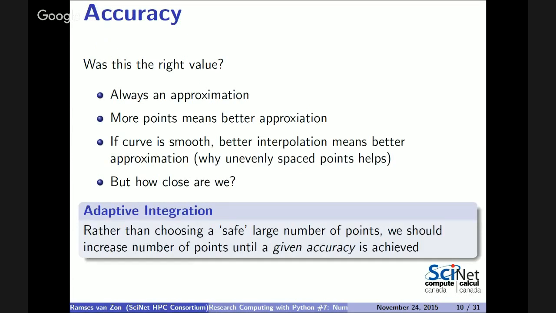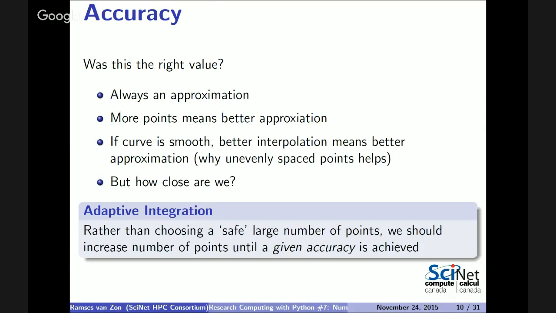So now the question is, was this accurate? We know it's an approximation. Knowing that it is an approximation, we shouldn't be satisfied until we know how good an approximation it is, right? If you can't say, well, it's good within plus or minus 3, and if the value is 3, that's like, what is our error? And so we know that more points give us a better approximation, but this depends on how smooth our function is, and we do not know that beforehand.